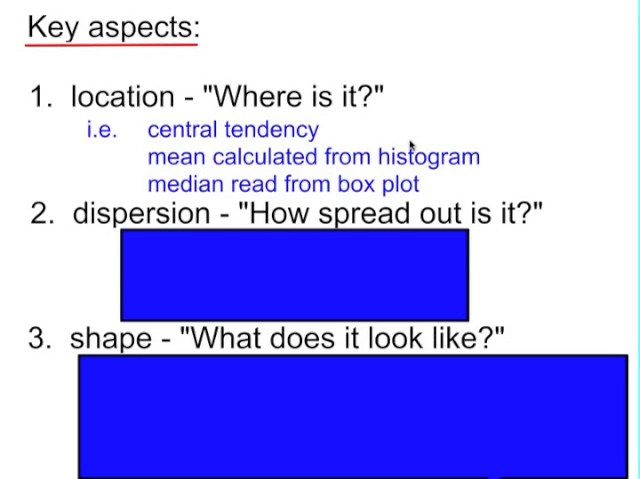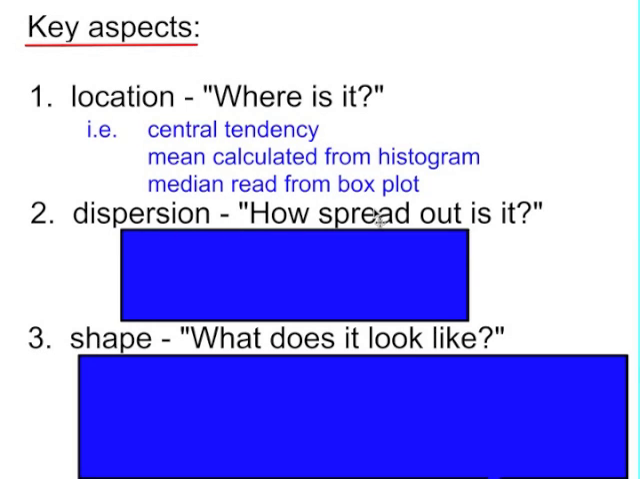If you have a histogram, then you have all the original data, so you can calculate the mean. And you can use a frequency method for calculating the mean. You can also work out the median from a histogram, but if you have a box plot, it's really easy to read off the median.